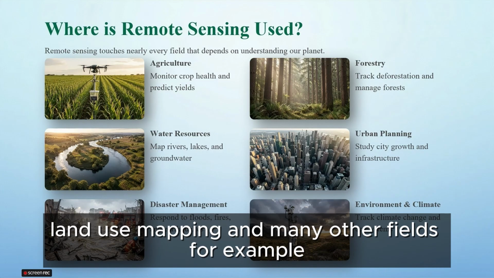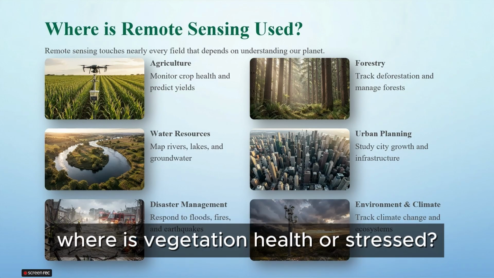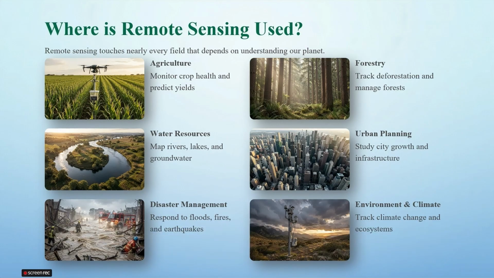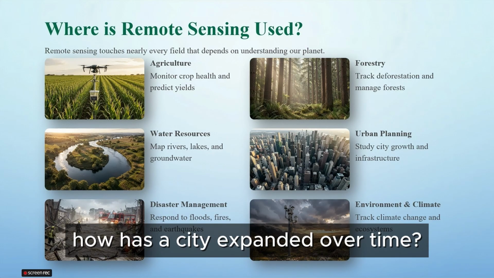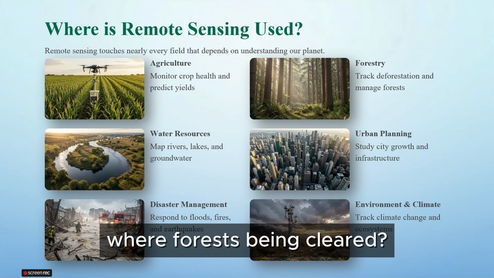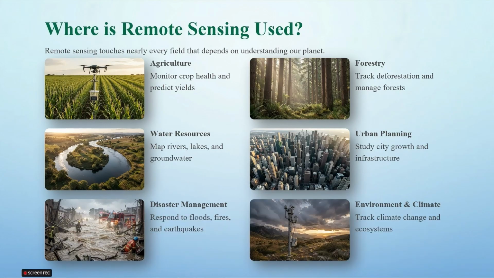For example, remote sensing can help answer questions such as: where is vegetation healthy or stressed? Which areas are flooded? How has a city expanded over time? Where are forests being cleared? And how much water is available in a lake?